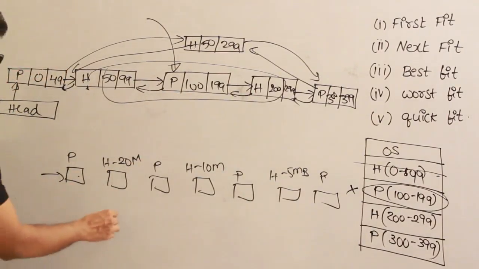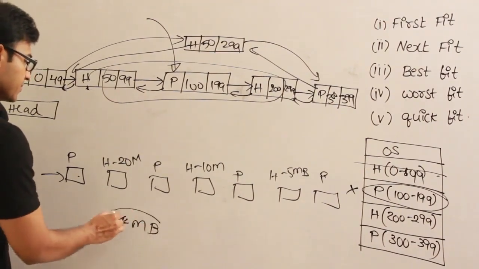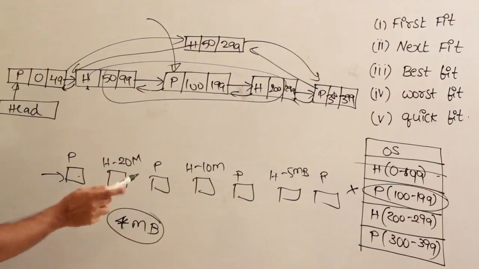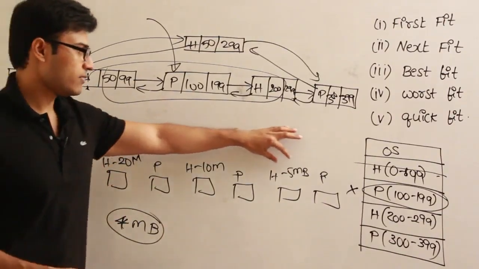Let us say I got a process request of 4 MB, which means the process wants 4 MB of space. Then what best fit will do is search all the holes. One hole is 20 MB, another 10 MB and another 50 MB.